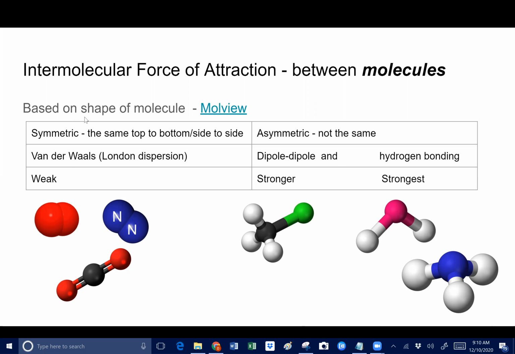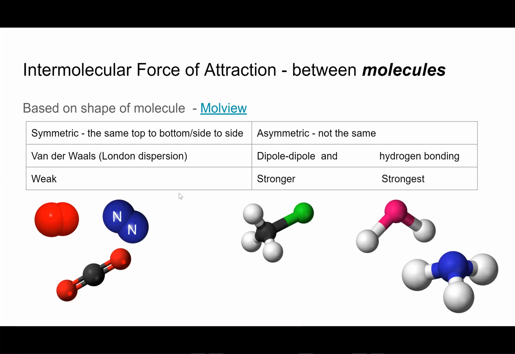The types of intermolecular forces of attraction, or IMF, we call them, are based on the shape of that molecule. If the molecule is symmetric, that means side to side and top to bottom, if I can cut the molecule in half top to bottom and side to side, like this and like this, so this way they're the same and this way they're the same, then it's symmetric and it has van der Waals IMF. That's a type of IMF, van der Waals. Some people also call it London dispersion.